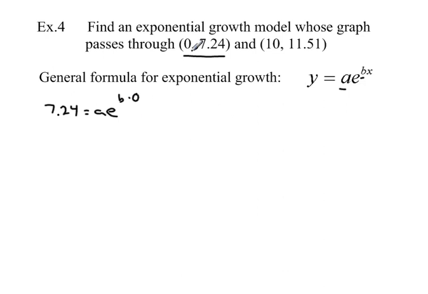Now here's why we always start at that point. B times 0 is 0. E to the 0 power is 1. So we end up with A equals 7.24.